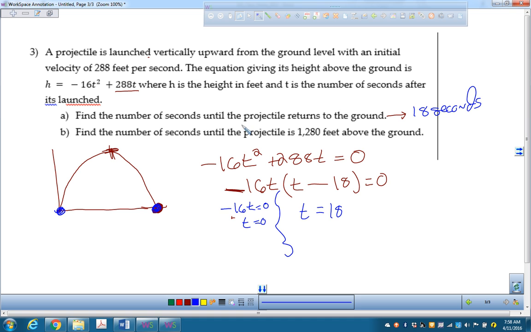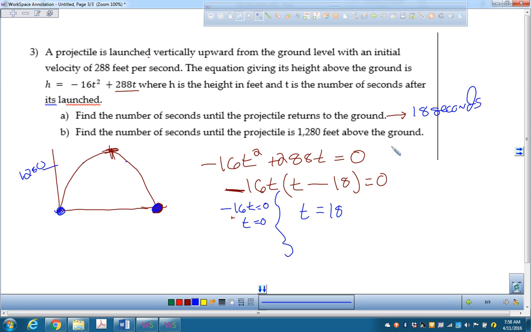Yes, ma'am. You plug in 1,280 for h. Right, okay. So for that one, instead of putting 0 here, they're asking you, when is this rocket at a height of 1,280? So what they want to know is when, it might be two spots, it might just be up here, but we're going to see, okay?